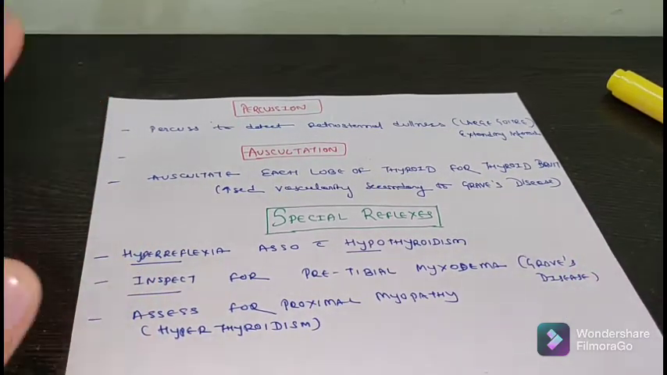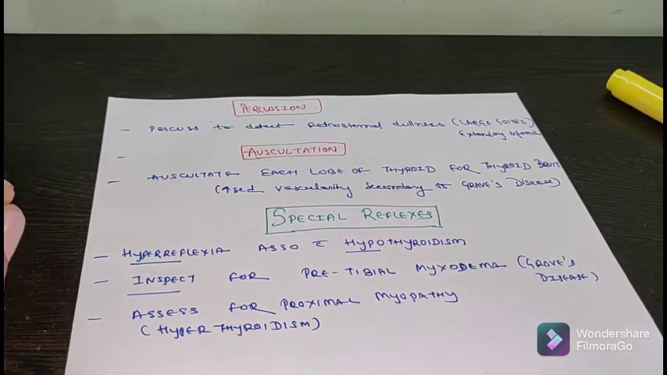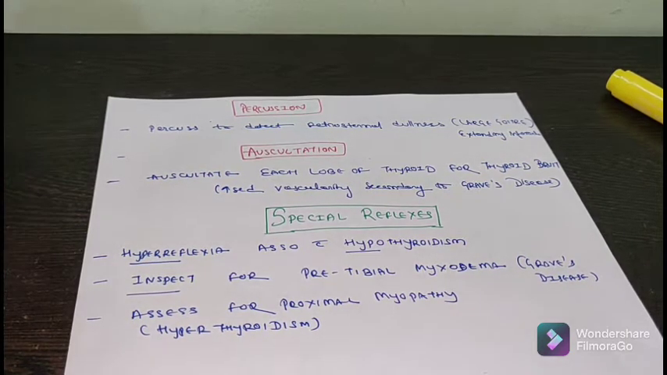We can see some special reflexes in this examination like hyperreflexia associated with hyperthyroidism, and inspect for pretibial myxedema, that is Graves' disease. Assess for proximal myopathy, that is hyperthyroidism.